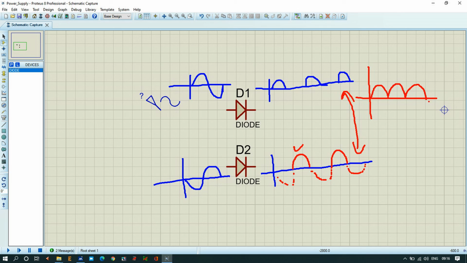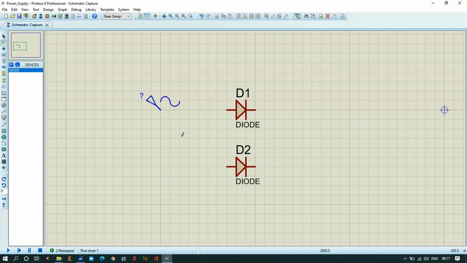So this is the main motive. We can arrange it using two diodes, but that arrangement has a problem. We can use the bridge rectifier to get only the positive half cycles. So what happens when we add the bridge rectifier?